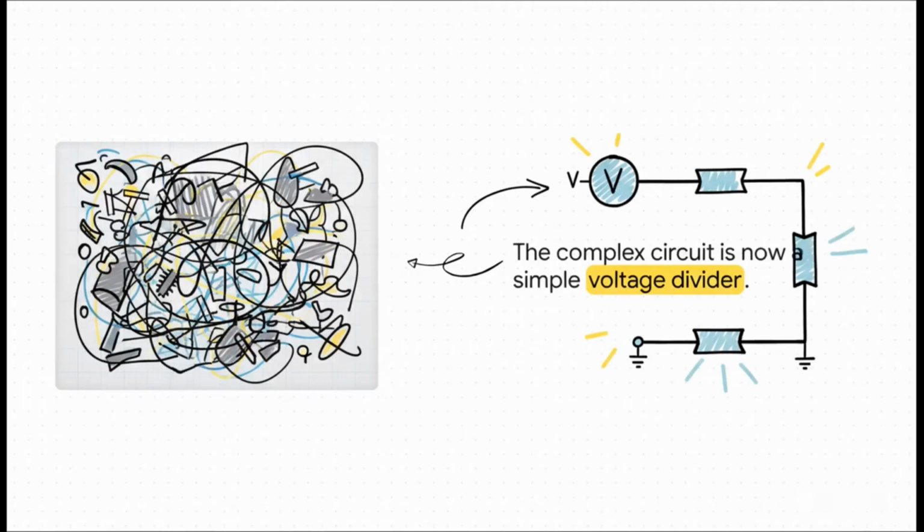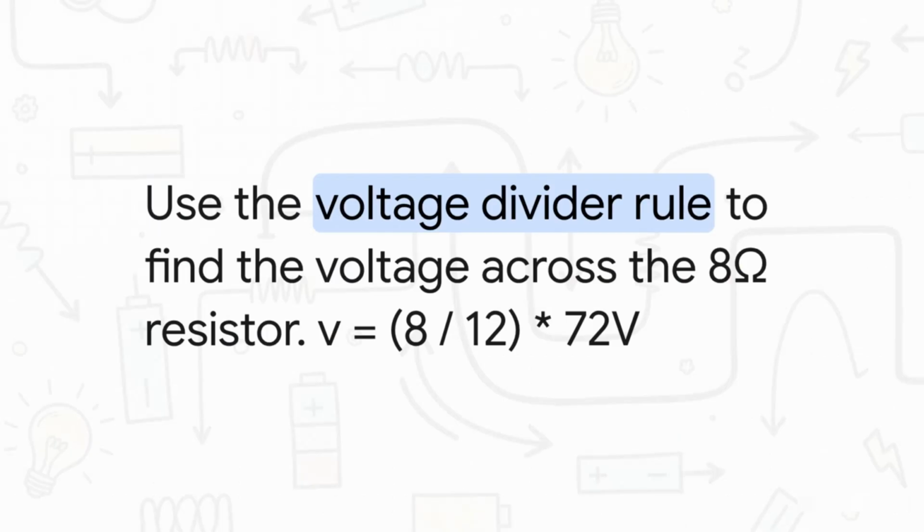And this just shows you the incredible power of this technique. That original, complicated beast of a circuit is now this beautiful, simple, single-loop series circuit. This is something we can solve in our sleep. It's just a basic voltage divider now. So to find our answer, we just use the voltage divider rule.